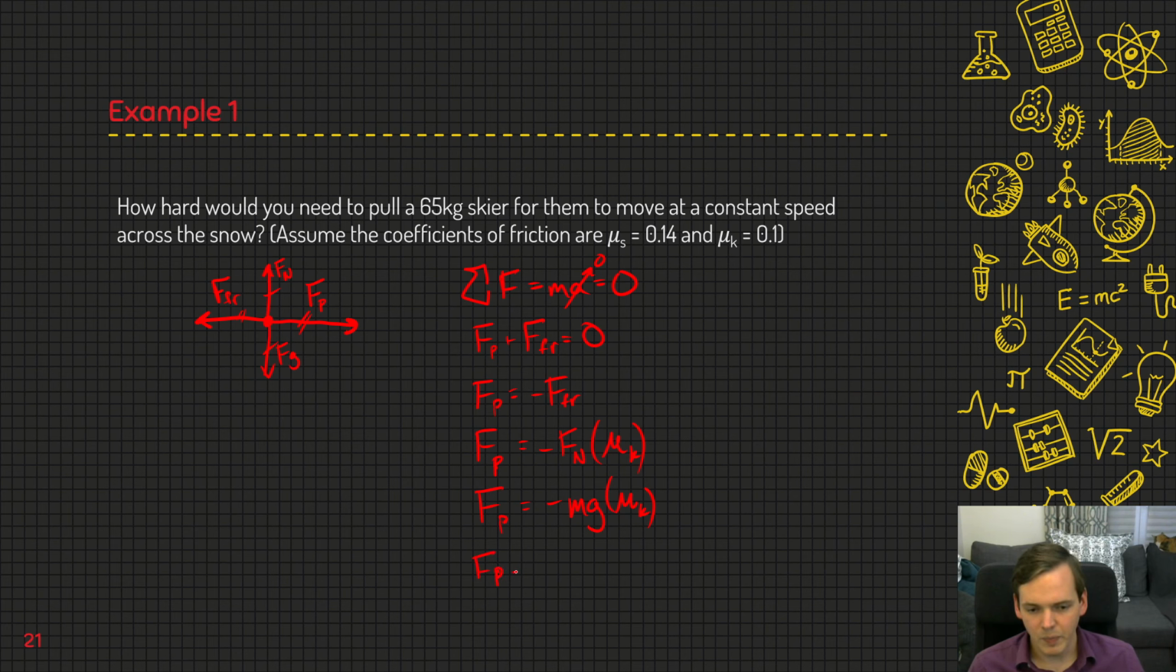So Fp equals the negative of the friction force, but we actually don't even care about direction because they're just asking how hard, which means magnitude. I'm just going to drop the negative from all of this and throw in absolute value signs. So the absolute value of those two has to be equal.